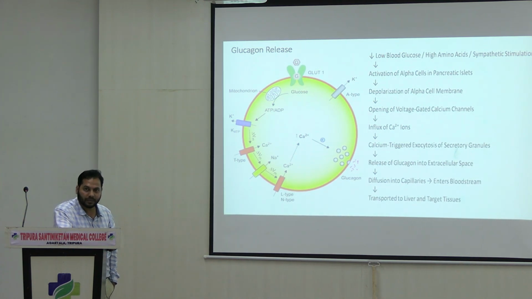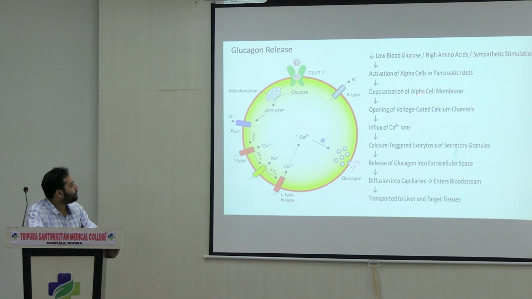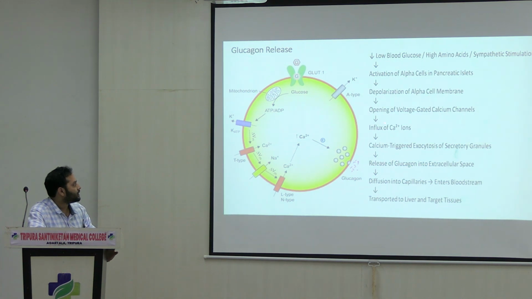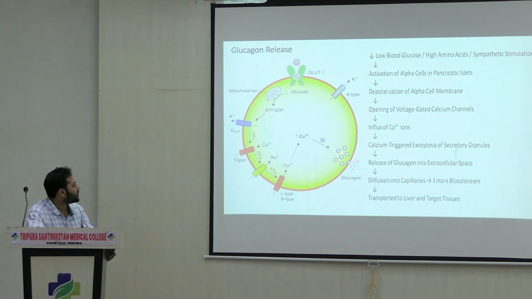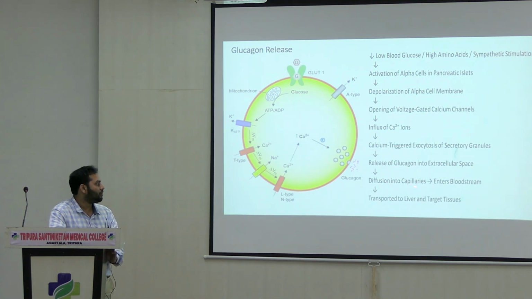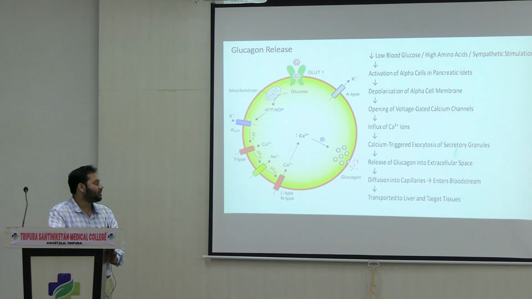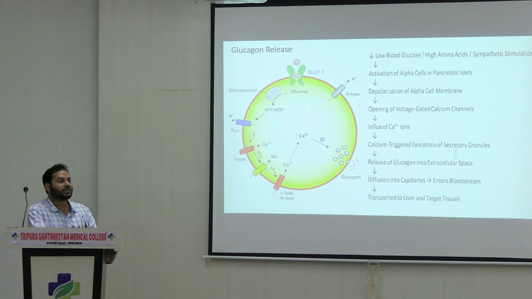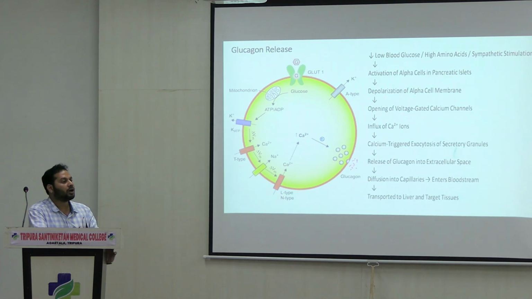actually the glucagon hormone. You can see depolarization of alpha cell membranes leads to opening of voltage gated calcium channels that causes the influx of calcium ions, and this calcium triggers the exocytosis of the granules, and ultimately there is a release of glucagon hormone into the extracellular space. Once released, it diffuses to the blood capillary and ultimately enters the bloodstream. As I mentioned, once the hormones reach the bloodstream, the next thing is they must reach the target site for their actions.